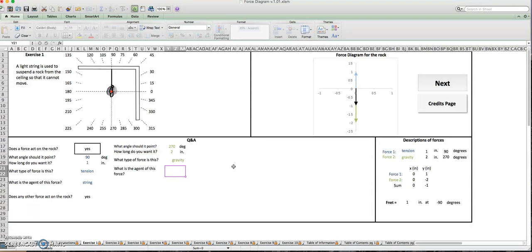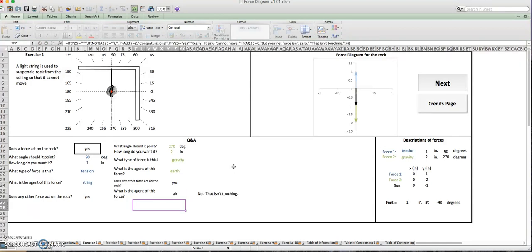What's the agent of this? So hopefully you've talked about this already in your class, because if not, this will be a question that will drive me crazy. I'm just going to go ahead and put in the right answer: Earth, or the Earth. Does any other force act on it? They might say yes. What's the agent of the force? They might say air or something like that. And no, the air isn't touching. Well, maybe it is touching, but it's not really exerting a force other than the buoyant force, but hopefully you're not dealing with that yet.